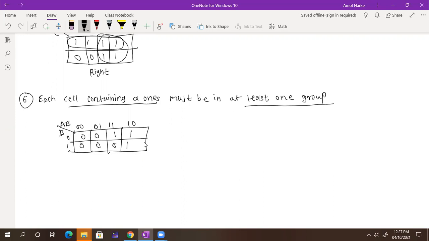Now you cannot consider that 3. So you have two options. Either you consider that 2 and that one, or you consider that 2 and that one, like that. Here we don't have any possibility to consider all the three ones. So this is a group of 2, and this is a group of 1. Each cell containing one must be in at least one group. So at least that one should come in one group. Got it, everyone?